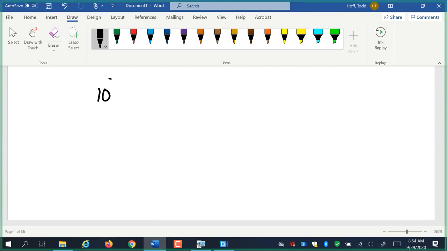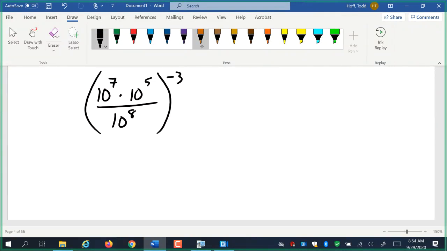We might have 10 to the 7th times 10 to the 5th over 10 to the 8th, to the power of negative 3. So again, we have to do what's inside the parentheses first. Fraction bar says we have to do what's on top first. 10 to the 7th times 10 to the 5th. We're adding powers when we multiply, so that's 10 to the 12th. Nothing to do on bottom of the fraction bar, so that's just going to stay there.